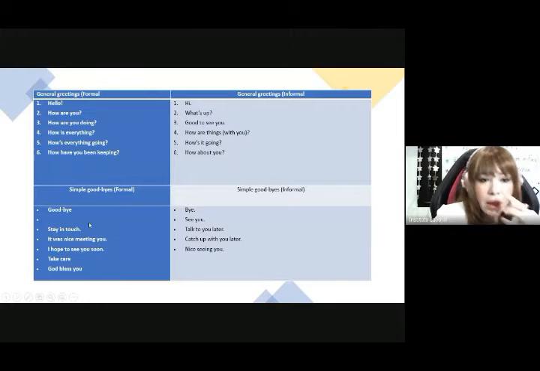Okay. Also, when you leave a place, you need to say goodbye. There are formal goodbyes and informal ways to say goodbye. The most common is goodbye. You know that. You are leaving the place, the classroom, the office, the house. So you use goodbye. Another way is to say stay in touch. Nelson, stay in touch. Bye.